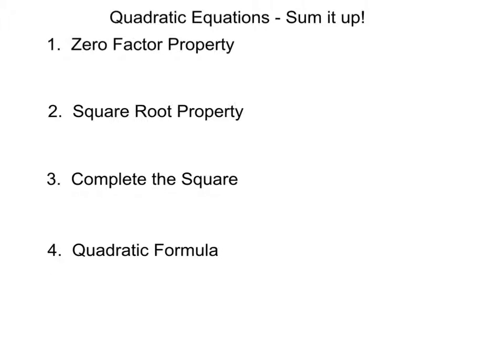Now, the whole purpose of having four different methods in order to solve these problems is because sometimes one method works better than the other. Like I said previously, methods 1 and 4 are the most common. The only way you can use zero factor property is if you can factor.